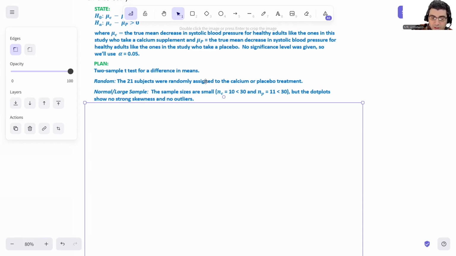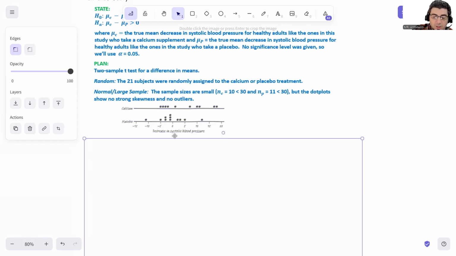Random: the 21 subjects were randomly assigned to the calcium or placebo treatment. Normal, large sample: the sample sizes are small, they're both less than 30. But if we look at a dot plot, they don't show any strong skewness or outliers. So again, remember, if your sample is small and you don't know the population distribution, you have to produce a graph. A dot plot will do, but make sure you label it correctly and put an axis and some scaling in there.